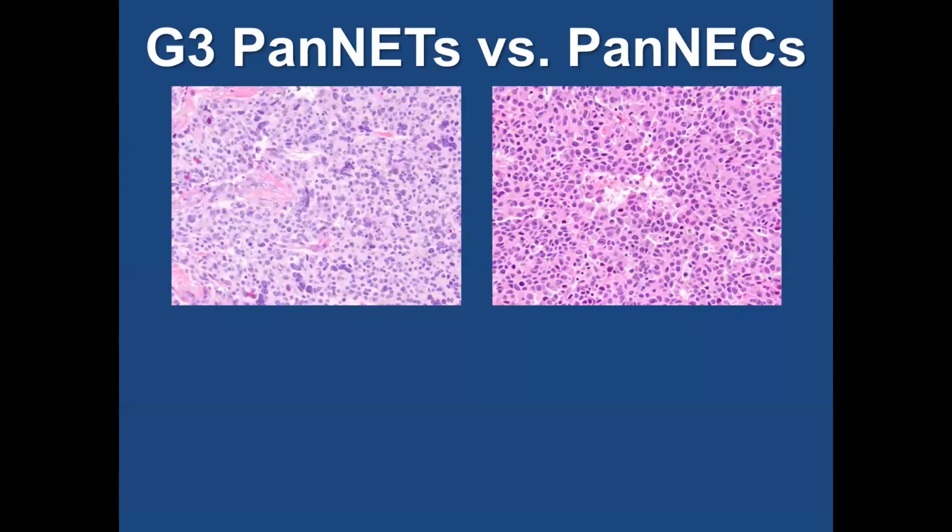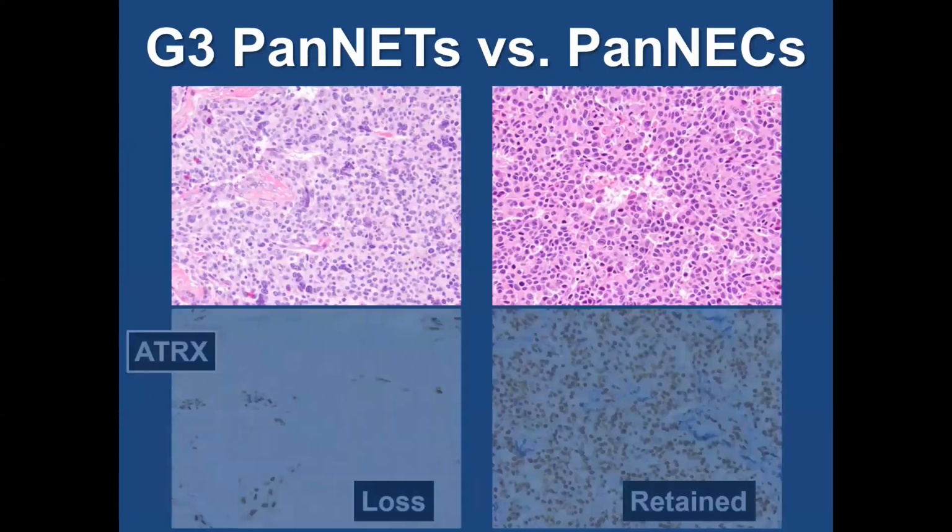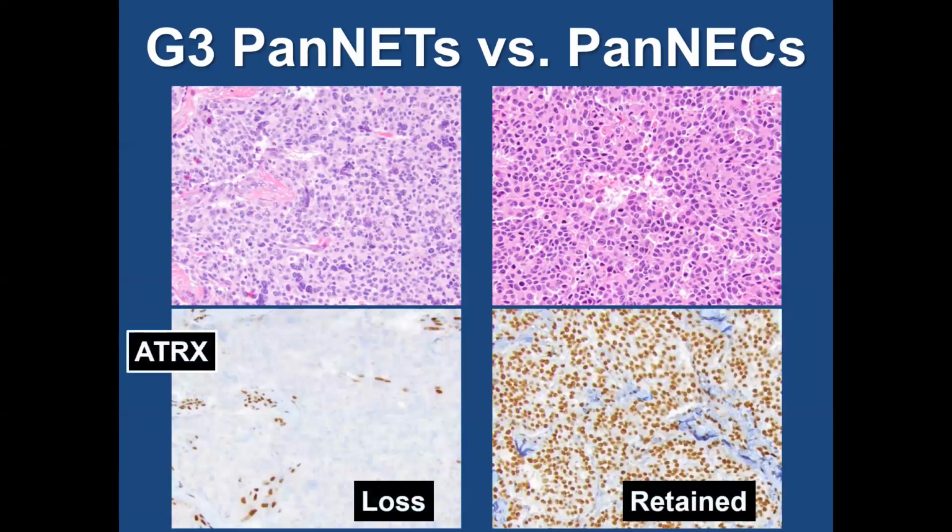So going back to those two cases of pancreatic neuroendocrine neoplasms, we performed immunohistochemical stains for the gene ATRX, which once again is lost preferentially in grade 3 well-differentiated neuroendocrine tumors as opposed to poorly differentiated neuroendocrine carcinomas. ATRX is a nuclear protein and relatively easy to interpret. I'm sure many of your neuropathology colleagues are using it for diagnostic classification of gliomas.